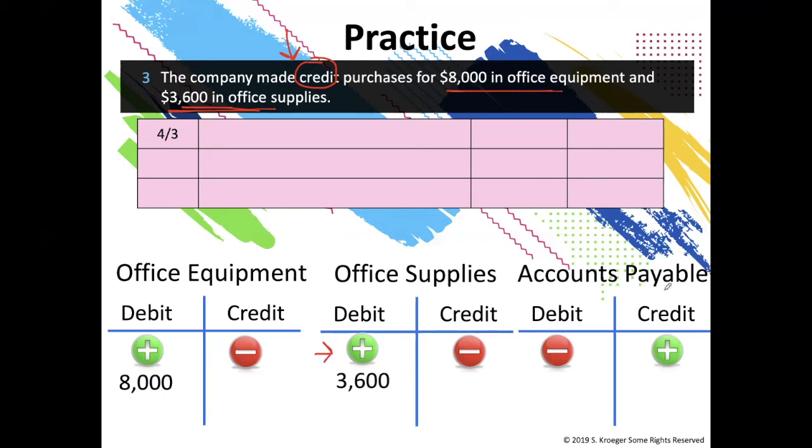Lastly, we have accounts payable. We now owe this money. Accounts payable will show how much debt I'm in. Did my debt increase or decrease just now?